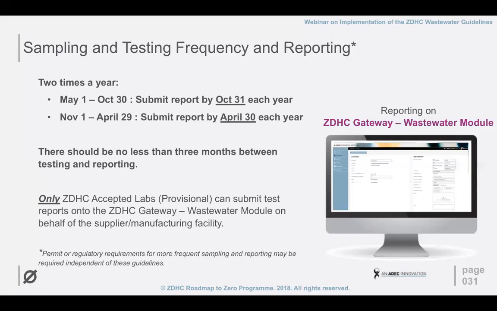But then once the facility accepts the report, the laboratory will load the report onto the Gateway, and then it can be made available to be seen by brands and others.